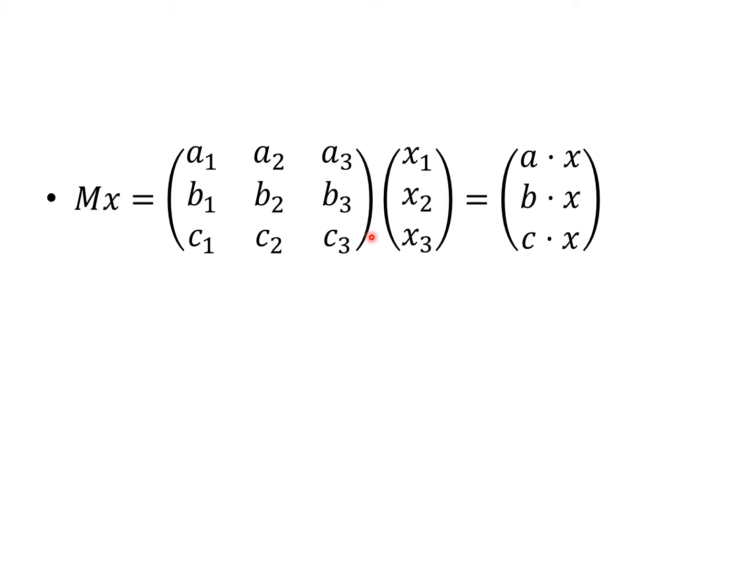The matrix M, when multiplied by a vector x, gives a new vector with components A dot x, because we multiply A by x, so we get A dot x. And in the second component we get B dot x. The third component we get C dot x.